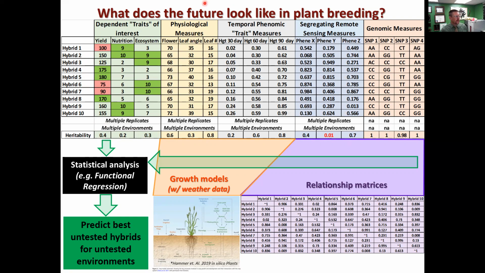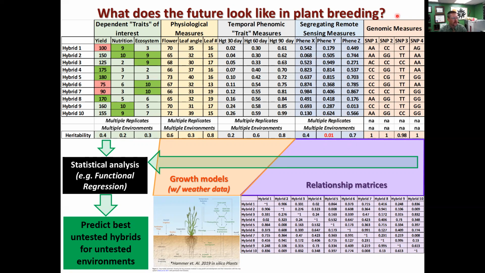We'd also have physiological measures, so like flowering date or leaf angle or leaf number. We'd also have our temporal phenotypic trait measurements, like height on day 30 and height on day 60 and height on day 90. And then maybe we'd also have other things we've never even dreamed of extracting beyond vegetation indices, like texture. I mean, I don't know what texture is, but it's something the remote sensing people talk about. And it's something you and I can see looking at an image, that one has a rough texture and that one has a smooth texture. If we can have an algorithm that extracts that, we can use that in our prediction.